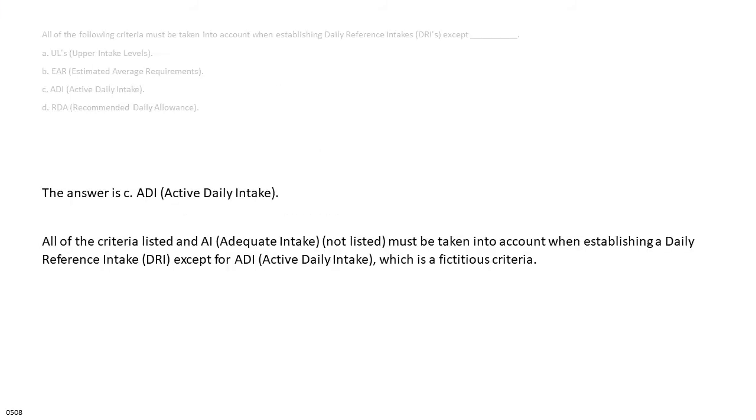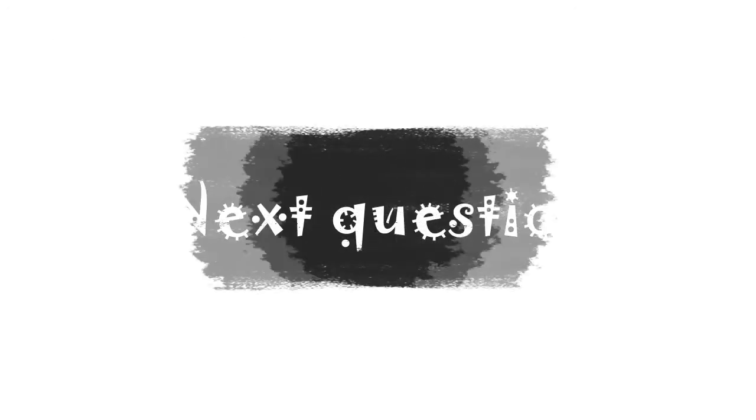The answer is C. ADI, active daily intake. All of the criteria listed, and AI, adequate intake, not listed, must be taken into account when establishing a daily reference intake, DRI, except for ADI, active daily intake, which is a fictitious criteria.